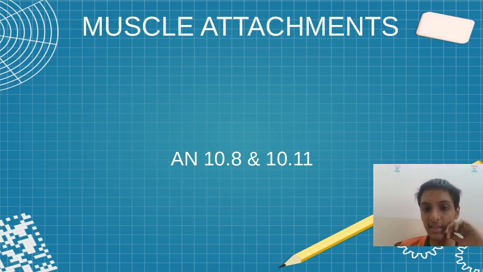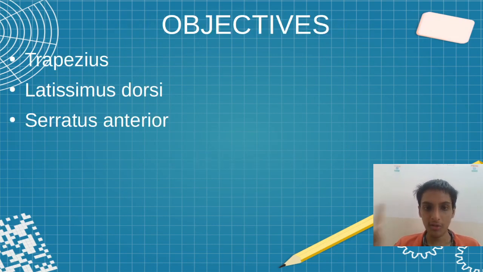Hello friends, in this video we'll talk about muscle attachments. First we'll see trapezius, then latissimus dorsi and the serratus anterior.